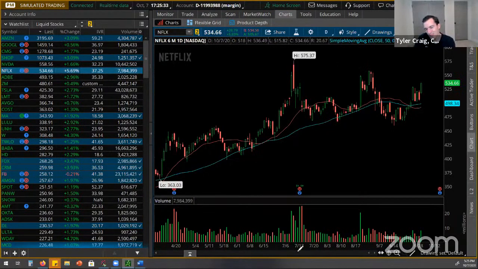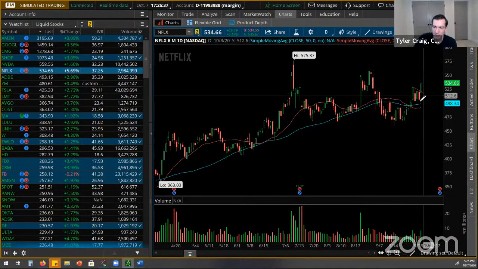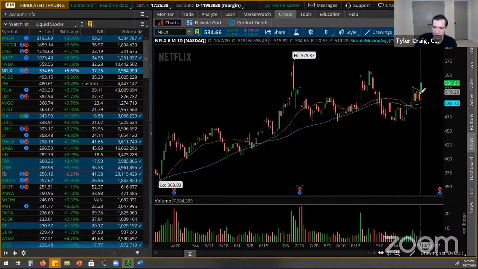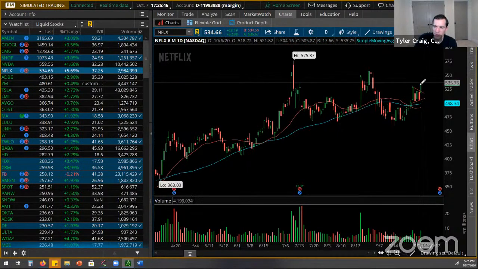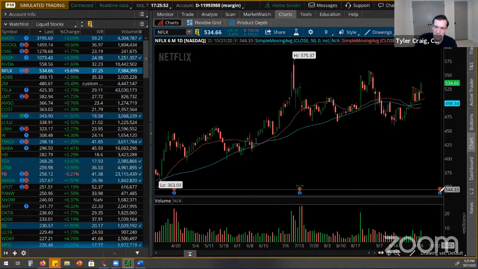Netflix, kind of sloppy. I actually think somebody could have bought Netflix today as a breakout of this little base. If I'm not already in, I don't know if I like chasing. It's got earnings next, 13 days away. Kind of running out of time.